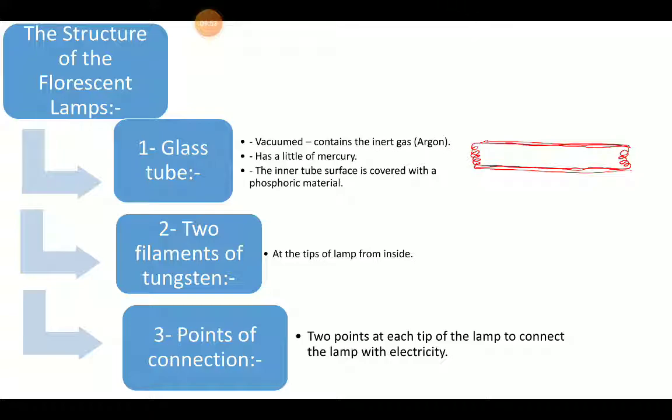Then finally, we will talk about the points of connection. There are 2 points of connection on each tip of the lamp. The function of points of connection is to connect the fluorescent lamp with the electricity. The fluorescent lamp is known as neon lamp, but the inert gas used is argon gas, not neon gas.